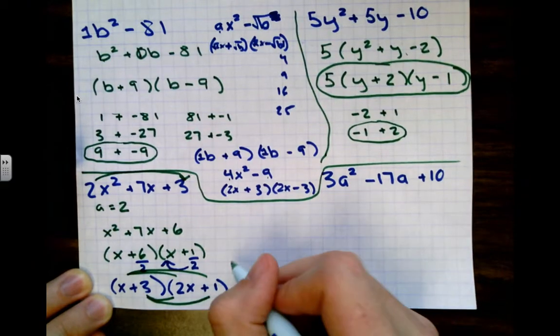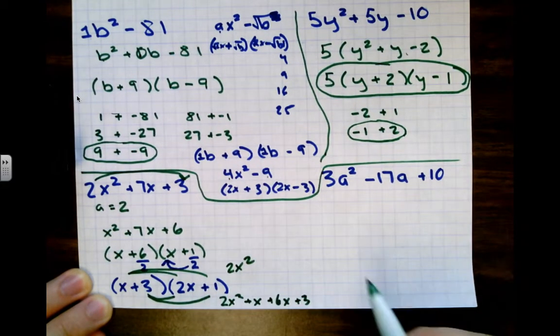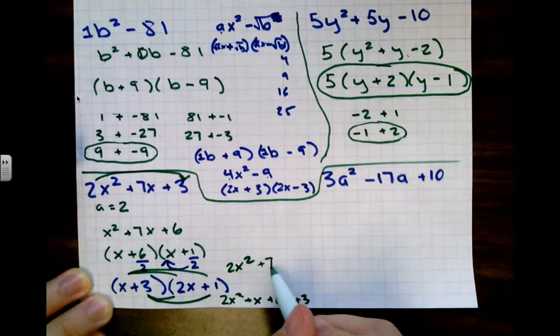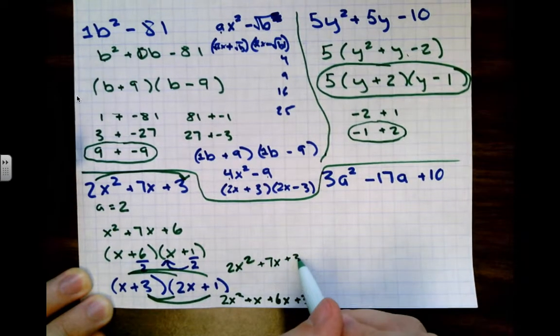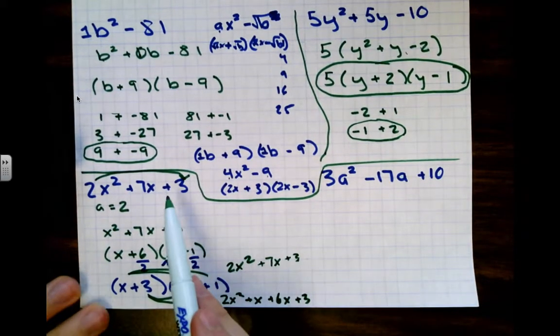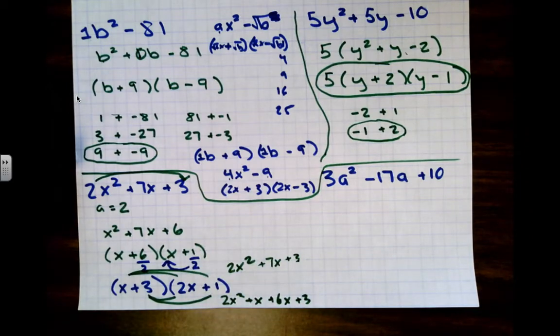Now when I go through and I combine my like terms, I get 2x squared plus 7x plus 3, which is the same exact thing that I had up here. And it should be that way. If it doesn't come out the same exact way, then something went wrong in your process. So this would be my factored form: x plus 3, 2x plus 1.